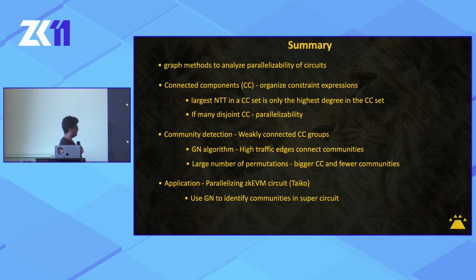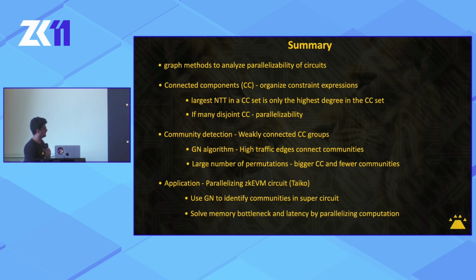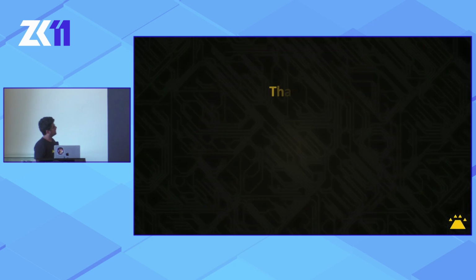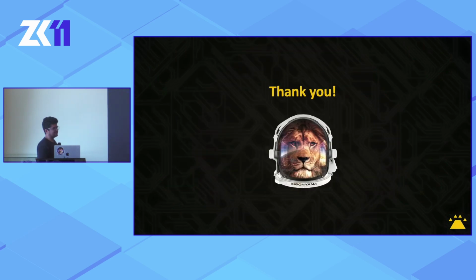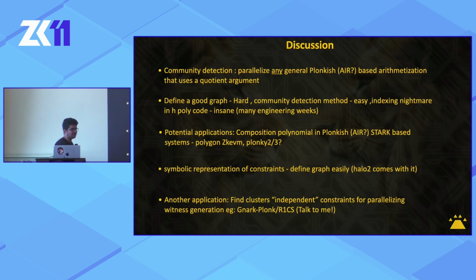We tried to apply it to zkEVM circuits like Taiko and Scroll, and we find that for Taiko, at least, we have a pretty good split, and we can solve memory bottlenecks. So that's it. Thank you. I'm going to leave you with this discussion slide. If you have any questions, feel free to ask.